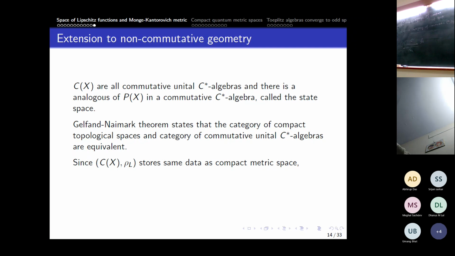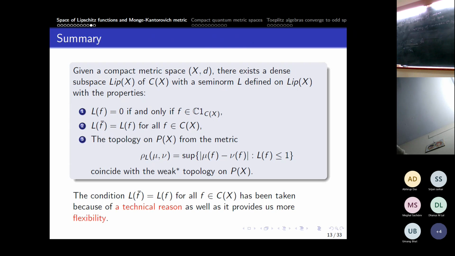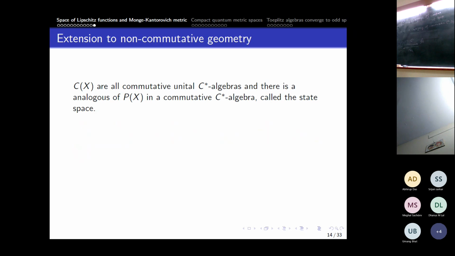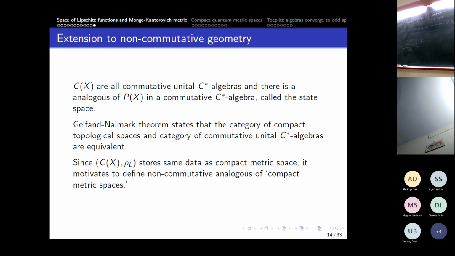But what we have seen is that if we have C(X) with the infinity norm, and there is a semi-norm also given, which was rho L, then they store the same data as the compact metric spaces. So why not use this semi-norm from the last slide with these conditions, and use it as a way to motivate a definition of a non-commutative version of compact metric spaces?